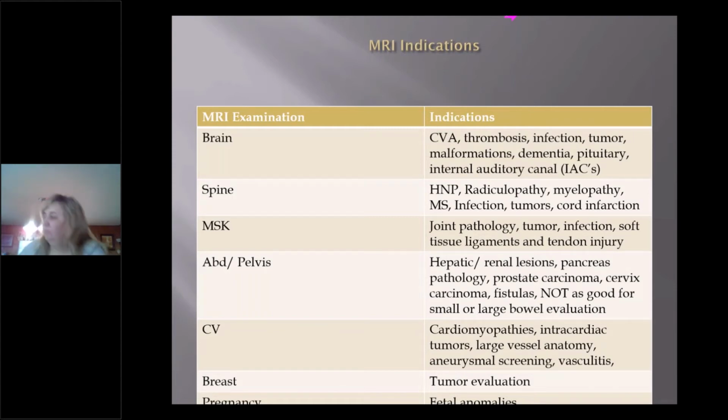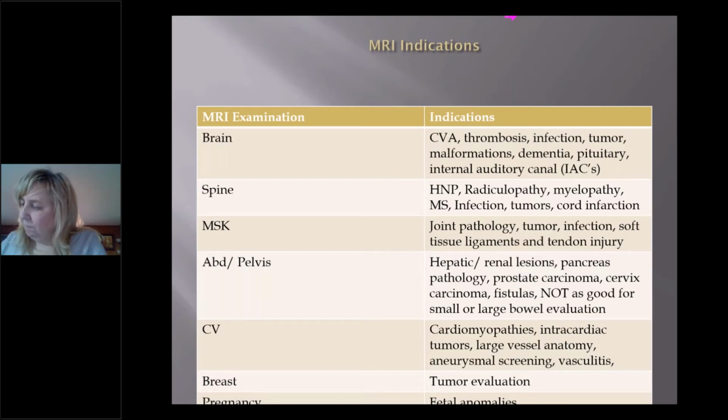So what are some of the indications? When we talk about brain, great for stroke, thrombosis, infection, tumors, AV malformations. Some people will use it for dementia workup, especially to look for any type of atrophy. Pituitary tumor, IACs or internal auditory canals, looking for tumors in the inner ear. Those are certainly ear, nose, and throat folks do that a lot. They'll get an MRI, including what they call MRI of the brain, including IACs, to look for any kind of tumors within the canal or ear canal.